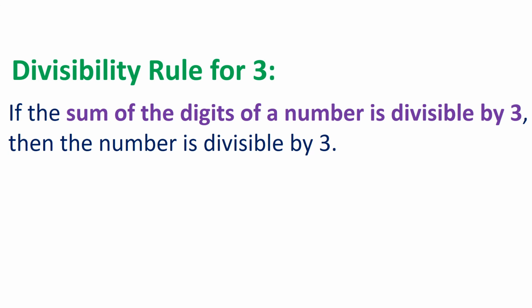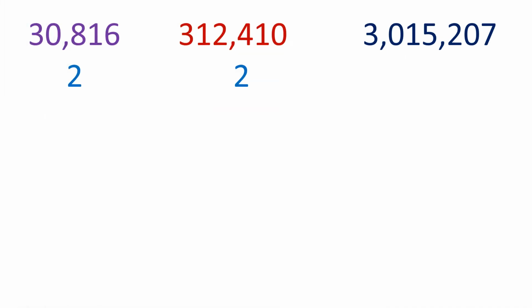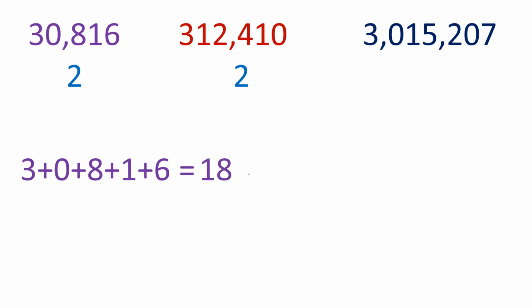Next is to identify if those numbers are divisible by 3. So the divisibility rule for 3 is if the sum of the digits of a number is divisible by 3, then the number is divisible by 3. Now let's apply it to our given numbers. So let's add the digits. The sum of these digits for the first number is 18, which is divisible by 3. That means the entire number 30,816 is divisible by 3.